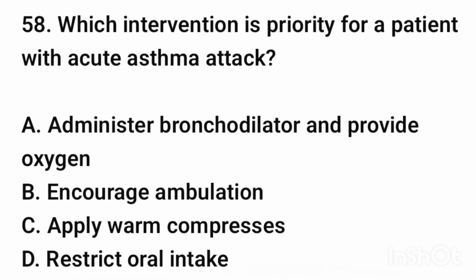Question number 58. Which intervention is priority for a patient with acute asthma attack? The correct answer is option A, administer bronchodilator and provide oxygen.